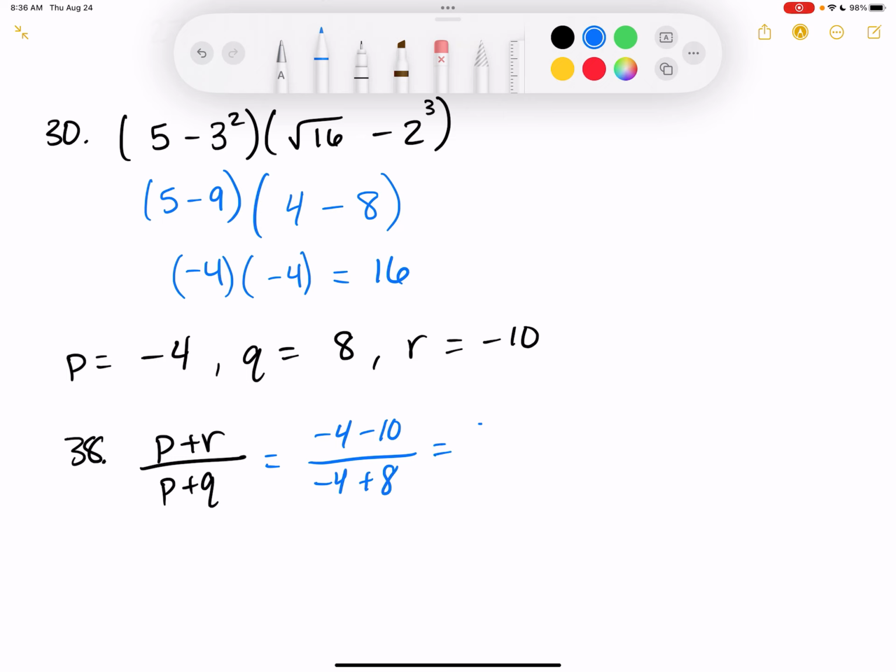So on top I've got negative 14. On the bottom I've got positive 4. And then I just want to reduce this as much as I can, so I'm going to take out a 2, which gives me negative 7 over 2. And that will be my final answer for that.